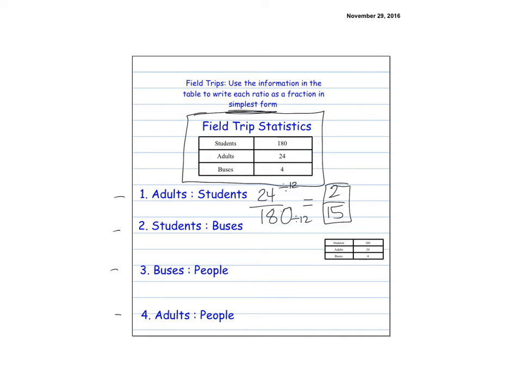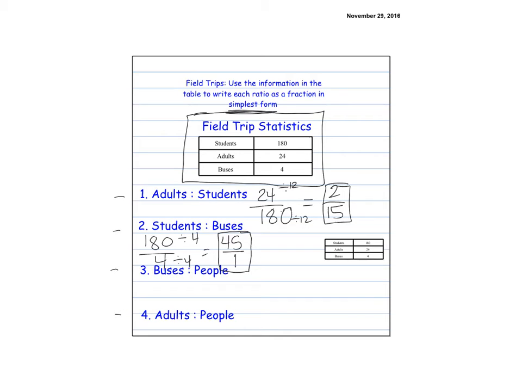Students to buses, so there's 180 students. There's 4 buses. I know they can both be divided by 4. 180 divided by 4 is 45. 4 divided by 4 is 1. Now, we just finished the fractions unit, and we were told that if we end with a fraction in 1, it's just going to be that whole number alone. But with ratios, we keep the 1.